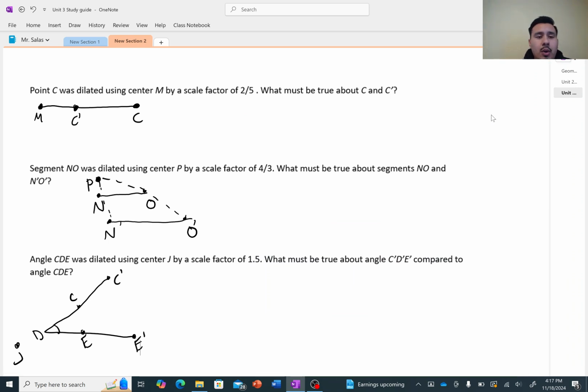You have these 3 questions. We're going to answer those together. These should be relatively quick. It says point C was dilated using center M by a scale factor of 2/5. What must be true about C and C prime?